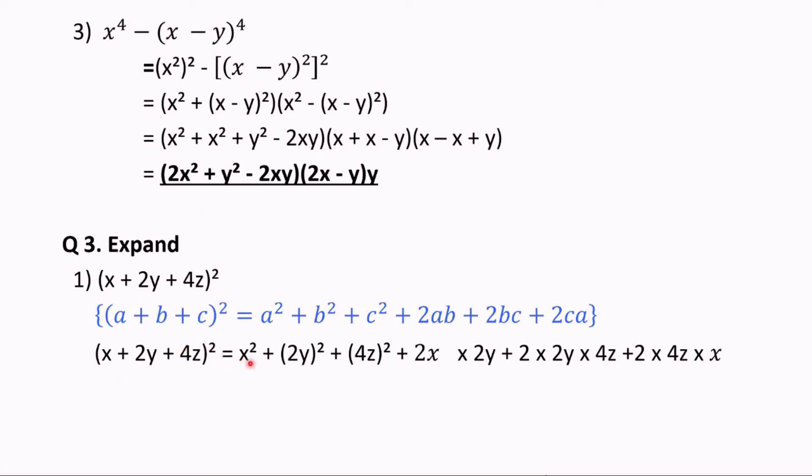So we can substitute the values: x square plus 2y the whole square, plus 4z the whole square, plus 2 into a into b, 2 into x into 2y, plus 2 into 2y into 4z, plus 2 into 4z into x. That is x square, 2y the whole square is 4y square, 4z the whole square is 16z square, plus 2 into 2 is 4xy, plus 2 into 2 into 4 is 16yz, plus 8xz. So we can use this identity and find the value of this.